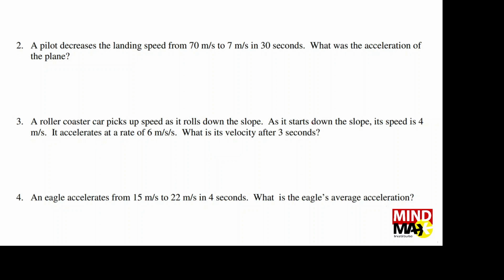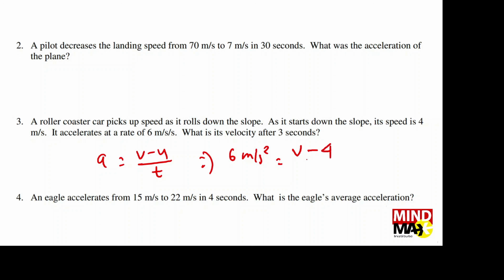Here they're saying that the car picks up speed as it rolls down the slope. As it starts down the slope, its speed is 4 meters per second. It accelerates at a rate of 6 meters per second squared. What is its velocity after 3 seconds? If we make use of this formula again, they have already given us the acceleration, which is 6 meters per second squared. They are asking what its velocity is after 3 seconds, so we have to find the final velocity, and the starting velocity was 4 meters per second.